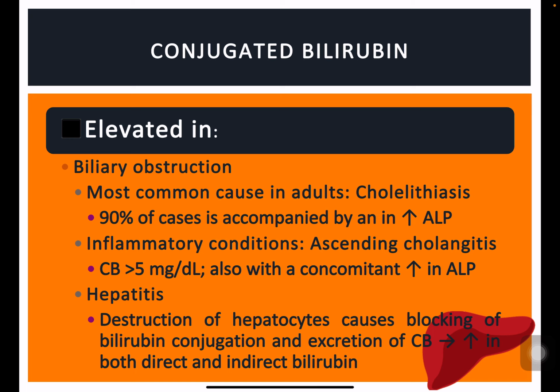Conjugated bilirubin is also increased in hepatitis. So there is destruction of hepatocytes that causes blocking of the bilirubin conjugation and excretion. That's why there is an increase in both direct and indirect bilirubin.